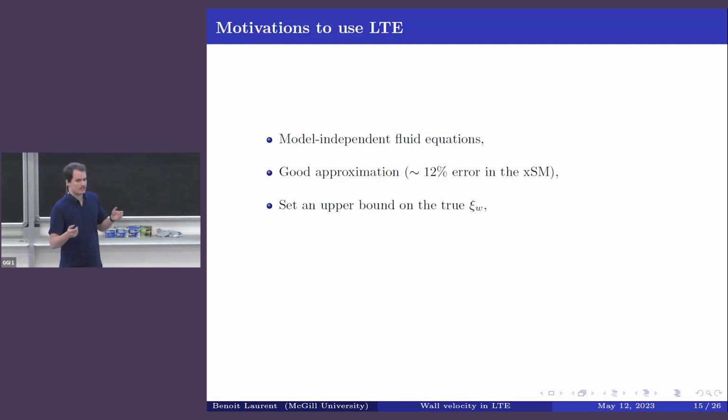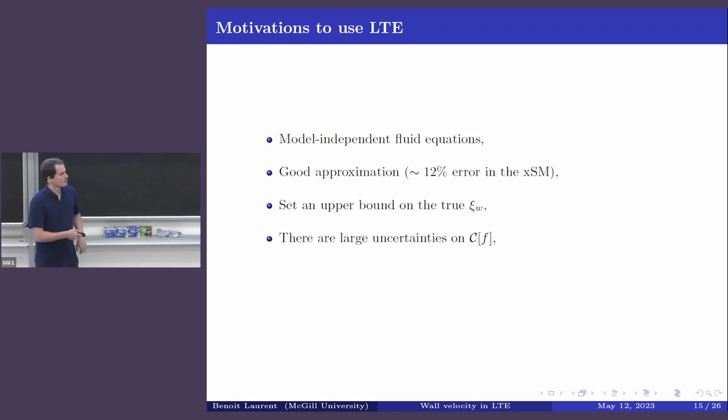So if we neglect all of these deviations from equilibrium, this means that we have the highest possible velocity that the wall could ever reach. So even if we are very far from equilibrium, we can still use this approximation just to get an upper bound on the value. So this can still be useful.